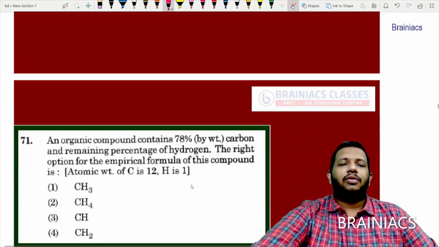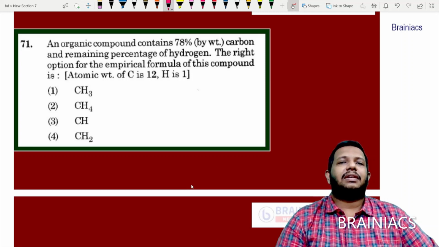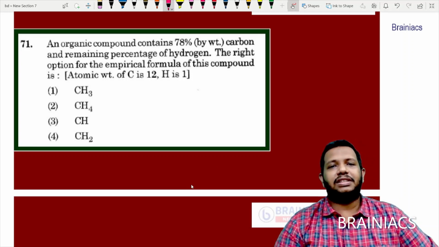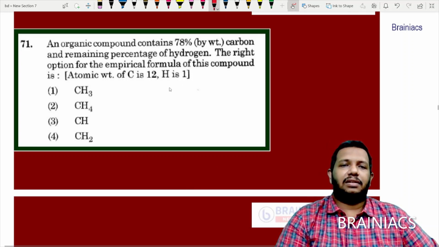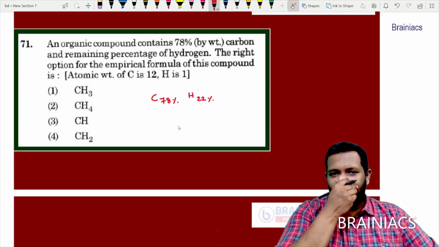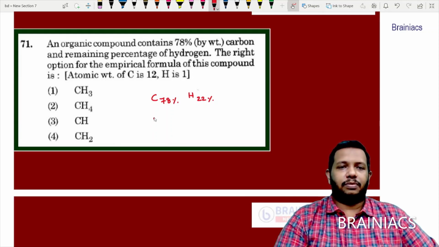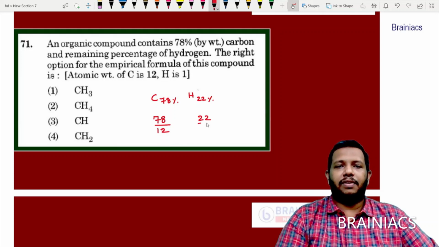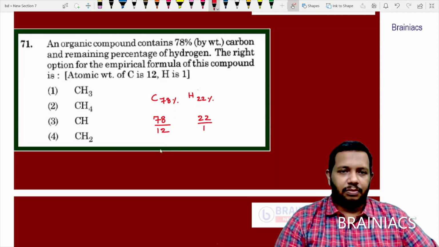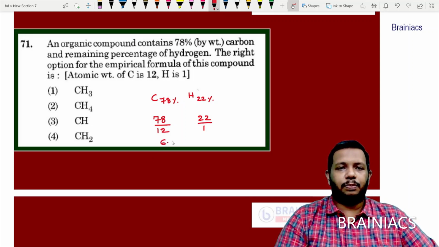Okay, let's go to the next question. An organic compound contains 78% carbon and the remaining percentage hydrogen. So the compound has carbon 78% and the remaining hydrogen means 22%. This is from the chapter Basic Concepts of Organic Chemistry, and we need to find the empirical formula. We will take the percentage first and divide by atomic mass, here also divide by atomic mass. We know that 12 into 6 is 72, so you will get about 6.3.